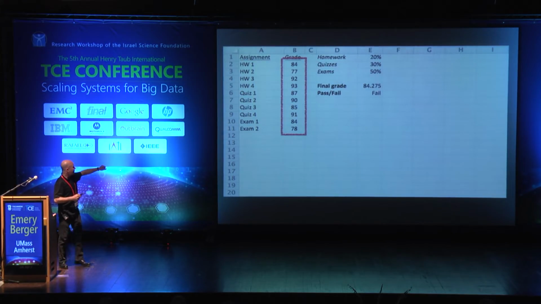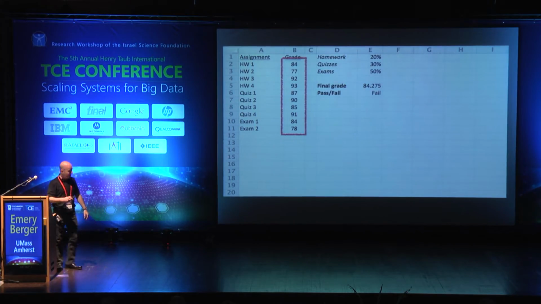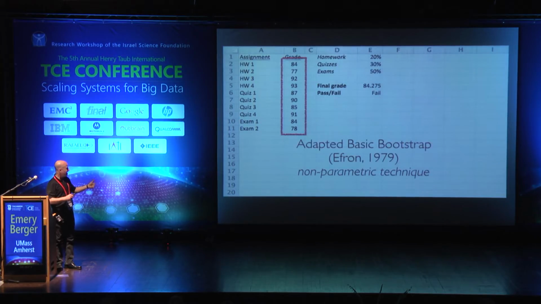So here, for simplicity, I've included this as a giant range. A real spreadsheet obviously has a bunch of ranges, of exams and quizzes and so on. But pretend it's just one giant range being operated on. And what we do is we have this adaptation of a thing called the bootstrap technique. So I'm going to give you sort of an intuitive overview of what the bootstrap does.